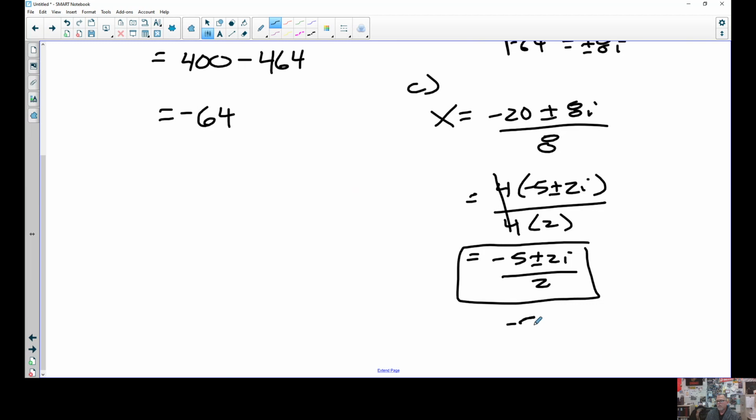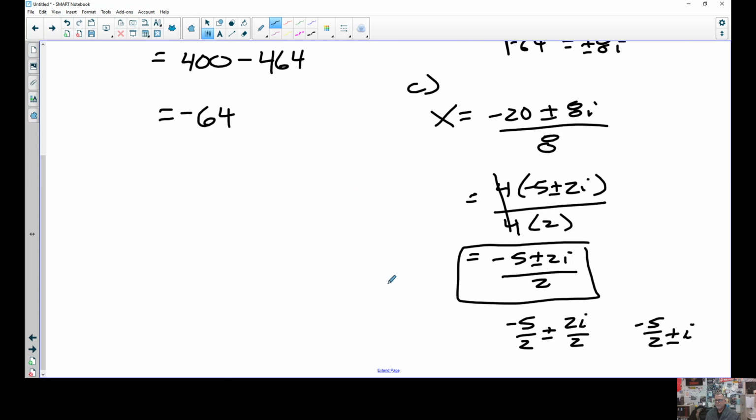You could also write this. The book kind of bounces back and forth, so I don't want you to be thrown if you see this as this, and that translates into negative 5 halves plus or minus I. I don't care which of these 3 forms. This is, I think, the easiest way. Just leave it in that form. But it's up to you. I'll accept anything that's equivalent.